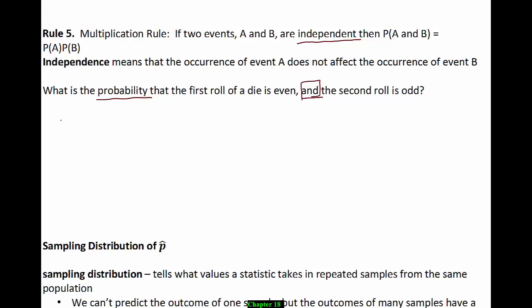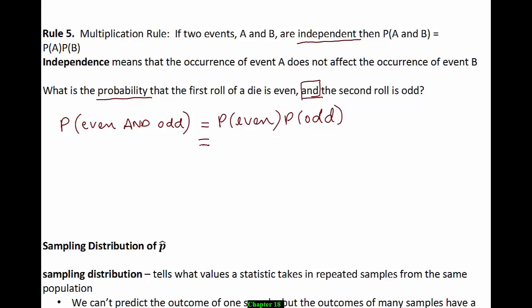So the probability that the first roll is even and the second roll is odd is the probability the first roll is even times the probability of the second roll being odd. Since they're independent, we can multiply their probabilities. And what's the probability of rolling an even number on a 6-sided die? Half the sides are even. And what's the probability of rolling an odd? Half the sides are odd. So this probability ends up being a quarter.